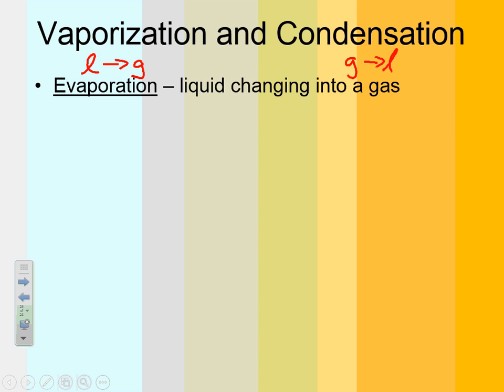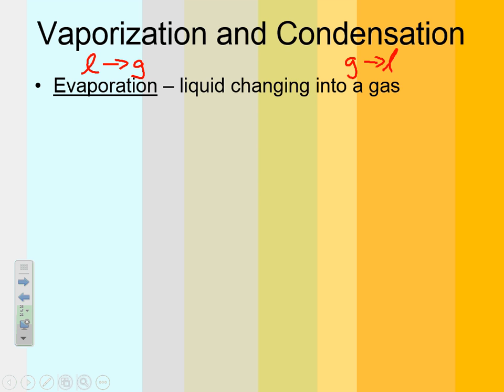If it happens to be on a really cold night, like is happening in the fall now, when my fog freezes and I go from a gas to a solid, that is frost. Right, that is frost. There's little ice particles on things. That is frost, and we'll talk about that in a second.